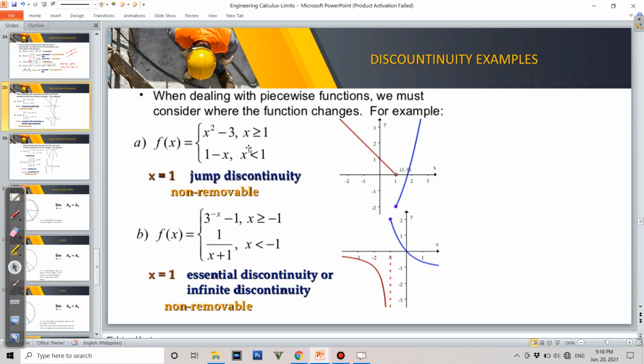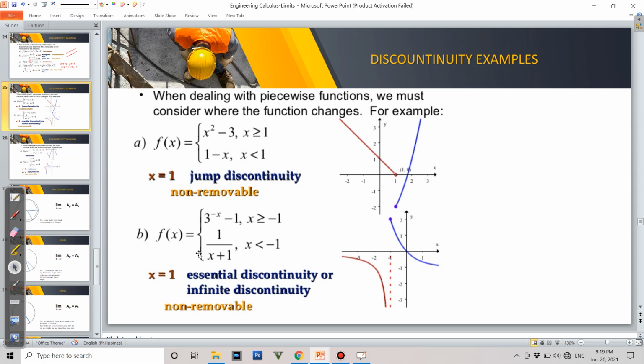Usually, it is dito, dun sa pinag-approachan nilang dalawa. Okay? X is equal to 1. So that is your hint, ano? Kapag walang equal sign, or there's no equality on the sign, sigurado jump discontinuity na yan. And that is non-removable. Okay?